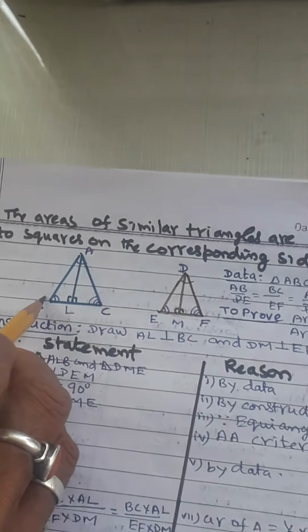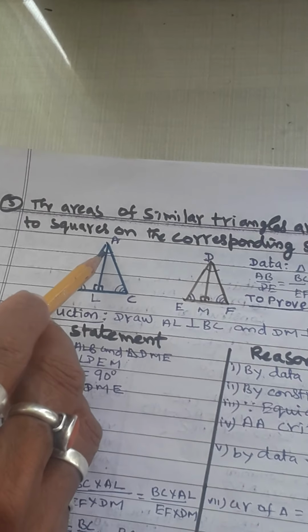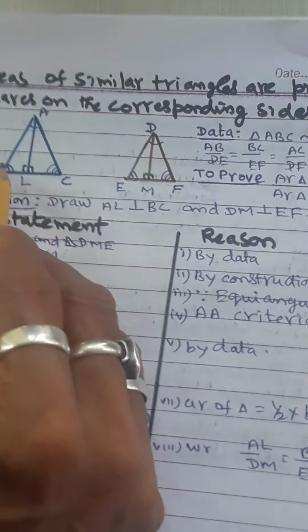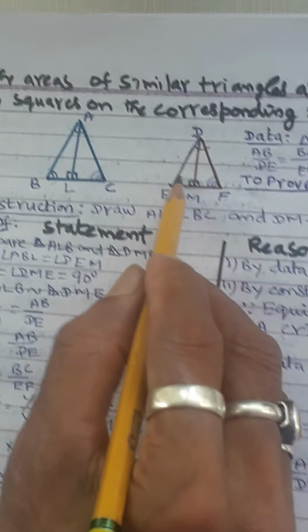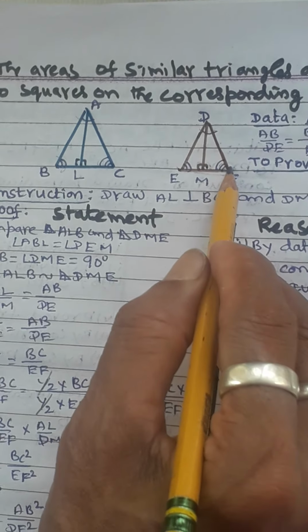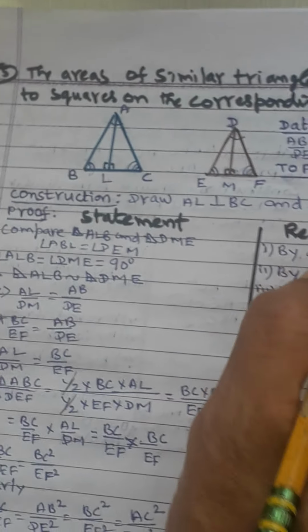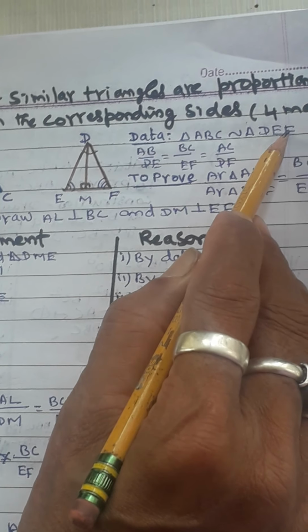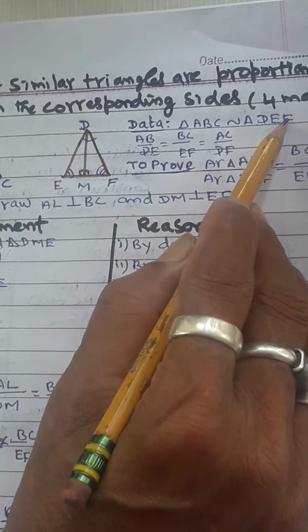So what is a similar triangle? The size will come proportionally, but the corresponding angles are equal, we already know. So angle A equals angle D, second angle B equals second angle E, third angle C equals third angle F, we all know. So that is the data. Once we know it is a similar triangle, its corresponding sides are proportional.